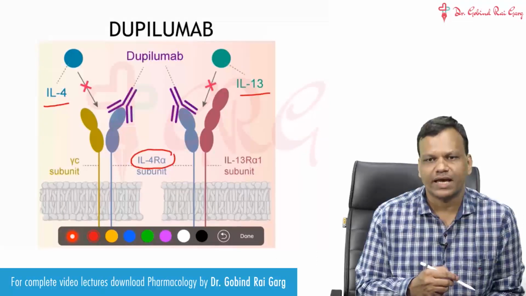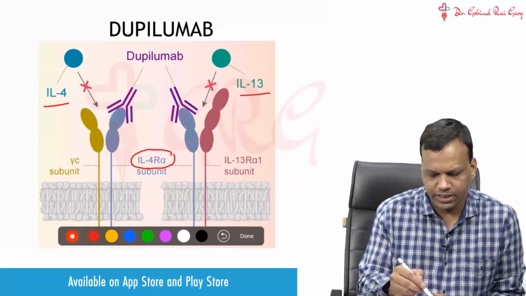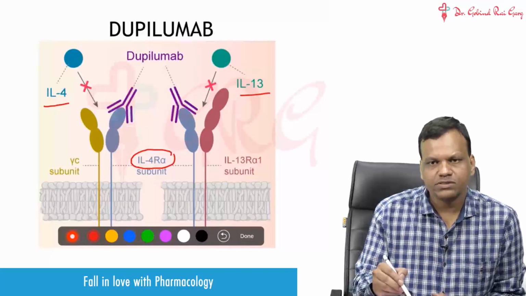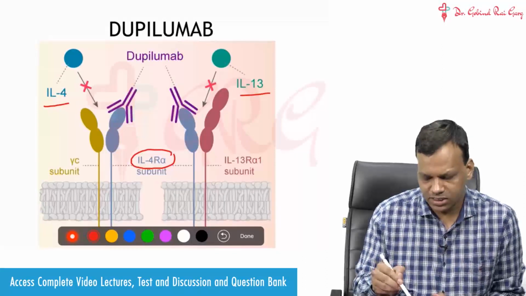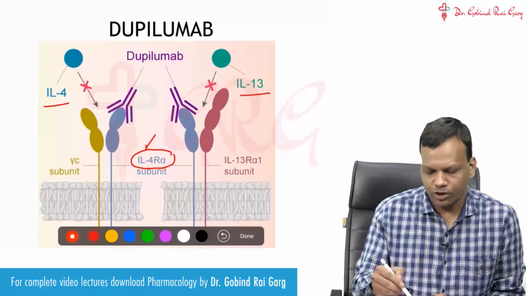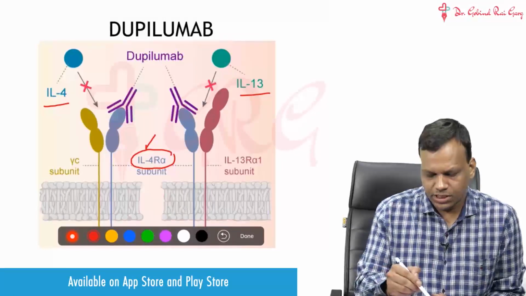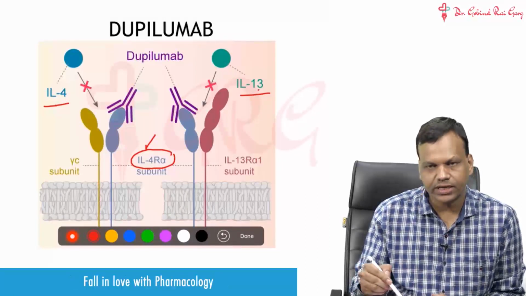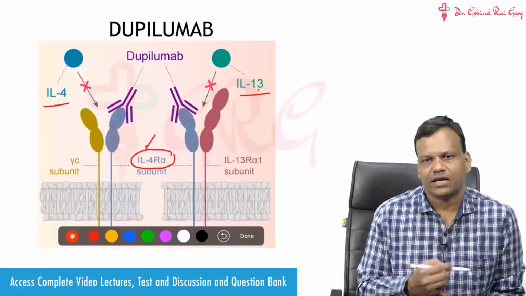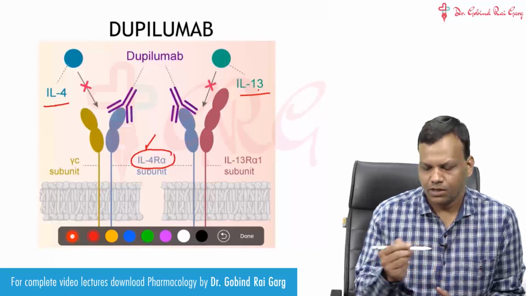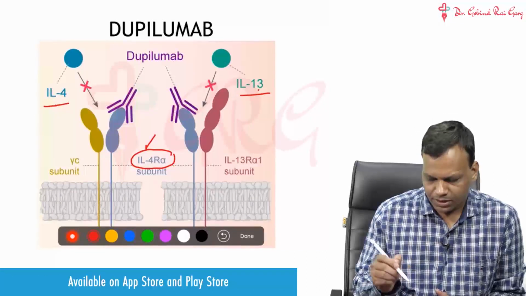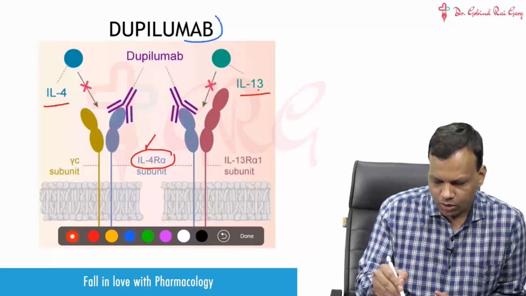Interleukin 4 receptor alpha is a common subunit in interleukin 4 as well as interleukin 13. Dupilumab is a monoclonal antibody against this receptor, interleukin 4 receptor alpha. So, when Dupilumab is given, both these interleukin 4 as well as interleukin 13 cannot work. When they are not able to work, the atopic dermatitis can be treated. Clear? Now, the question is how to remember, and again you can remember it is a monoclonal antibody.